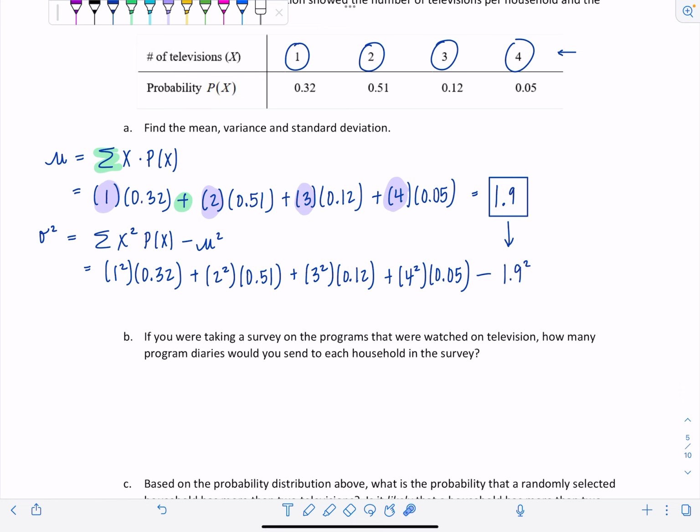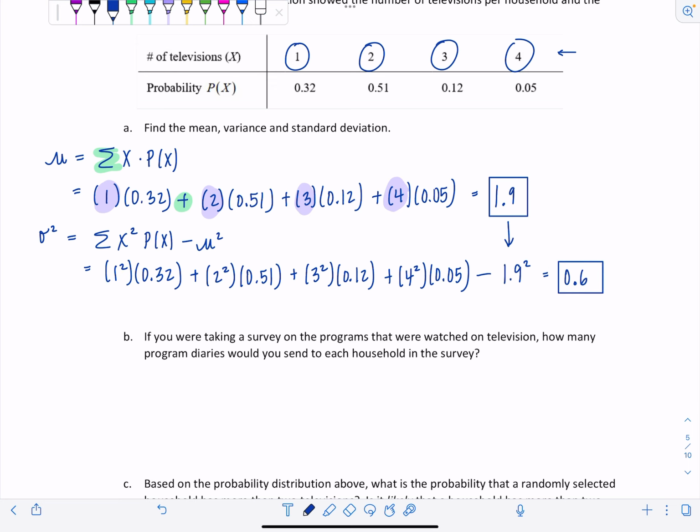What I think to myself to help remember the formula is that every single term has something squared. And only one something squared. So don't square the probabilities. That'll mess you up. The x's get squared, and then minus mu squared. Okay, this is going to come out to 0.6.